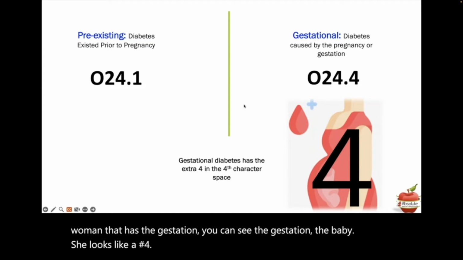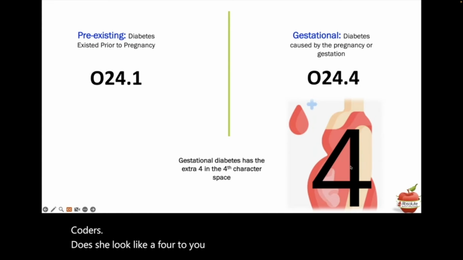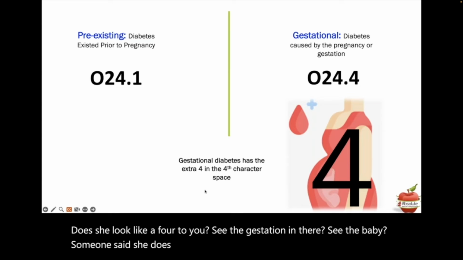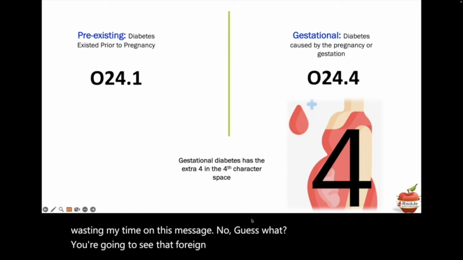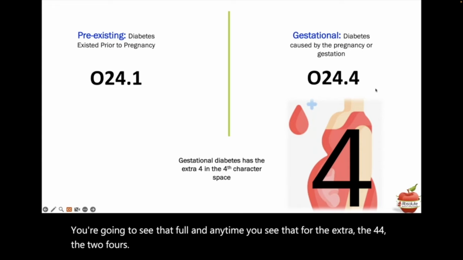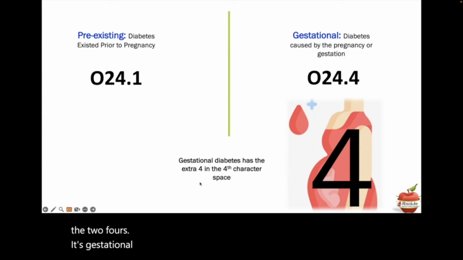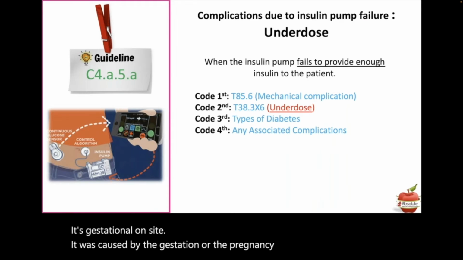Coders, does she look like a 4 to you? You see the gestation in there? See the baby? Someone said she does. She looks like a 4. And somebody saying, you're wasting my time on this, Mrs. J. Nope, guess what? You're going to see that 4. And anytime you see that 4, the double 4, the two 4s, you know it's gestational on sight. It was caused by the gestation or the pregnancy.